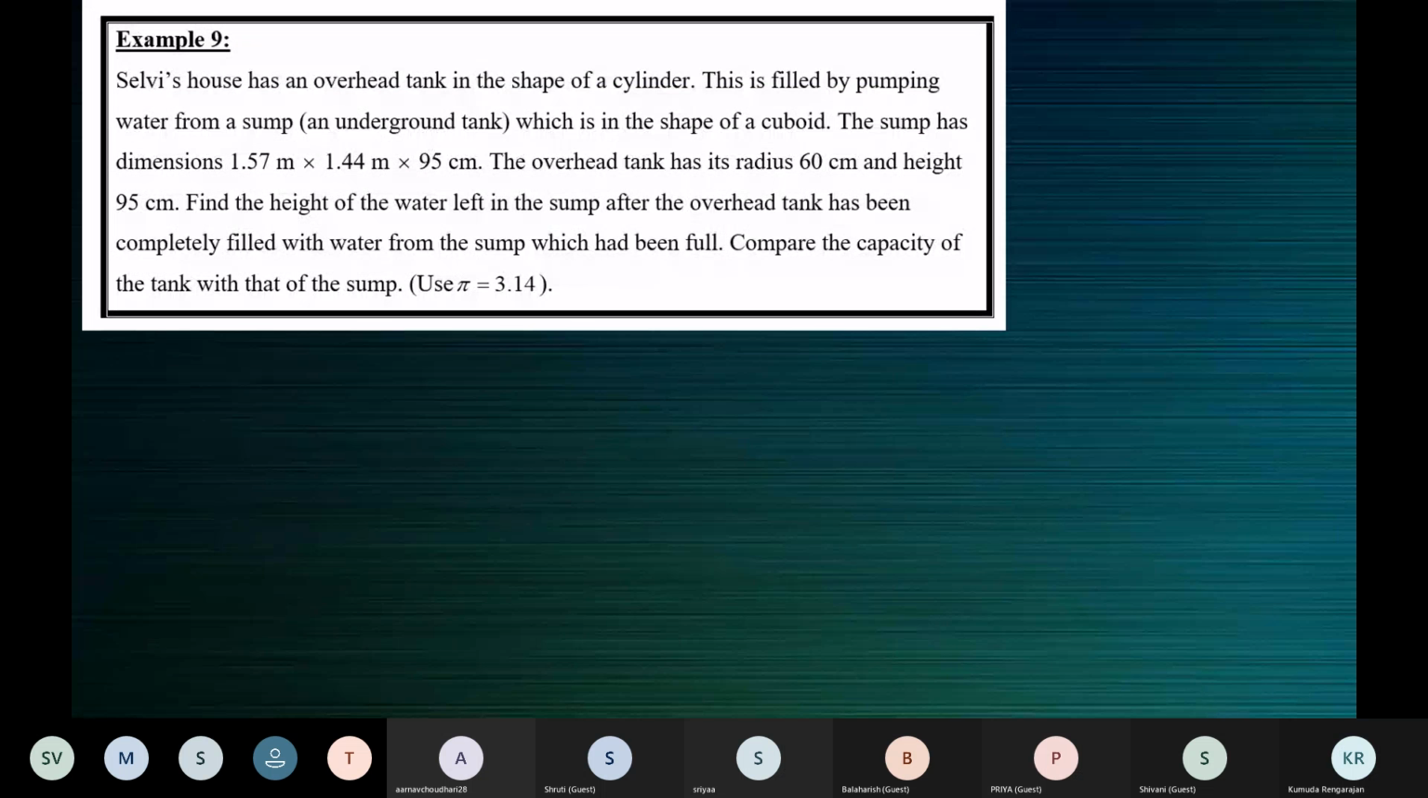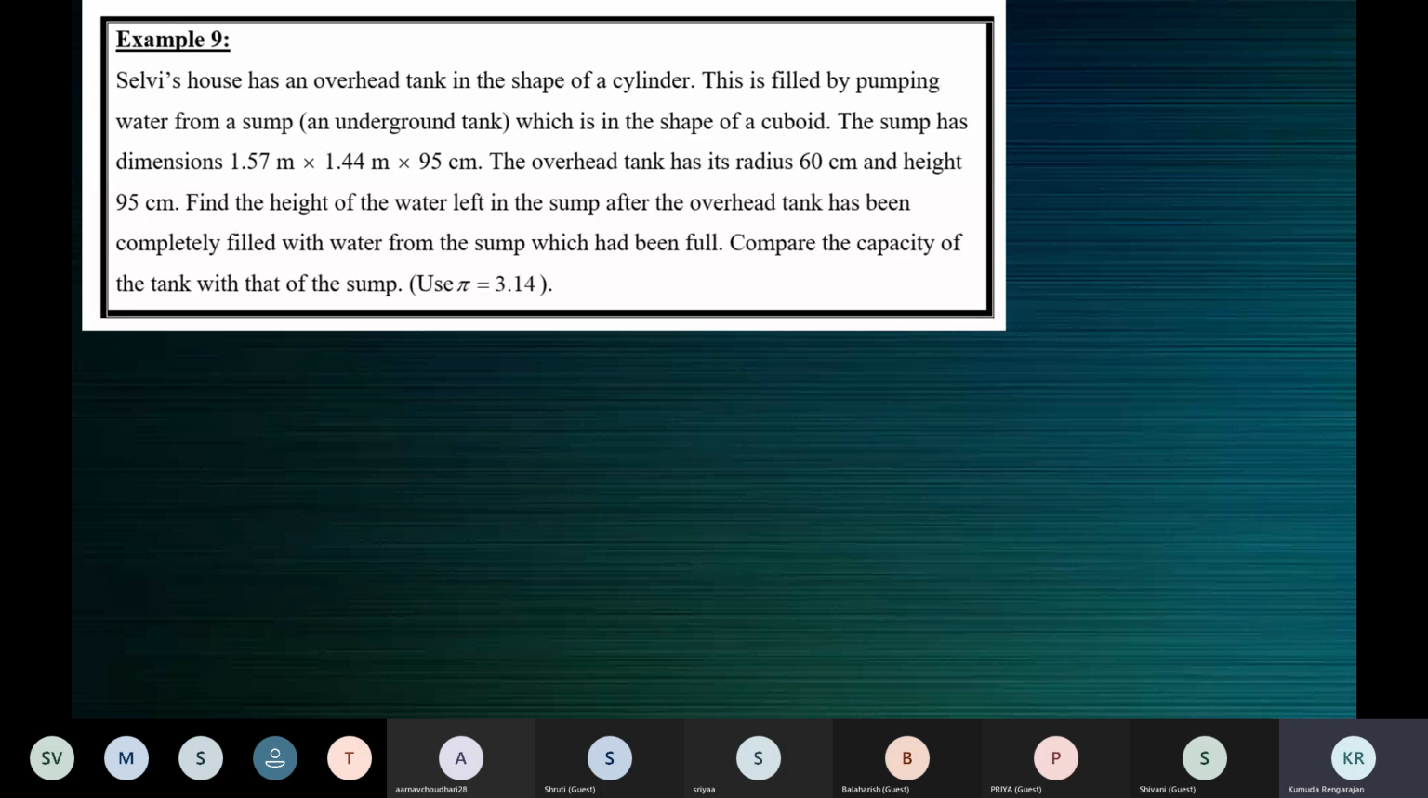Example 9. Selvi's house has an overhead tank in the shape of a cylinder. The overhead tank is filled by pumping water from a sump. Sump is the underground tank. The water is filled in the sump, and then from there, by means of a motor, water is transferred from the sump to the overhead tank.